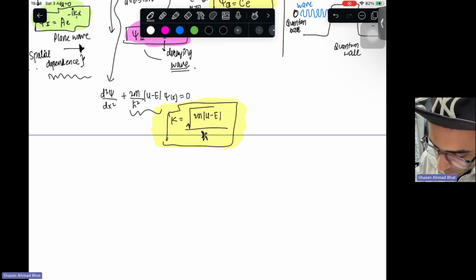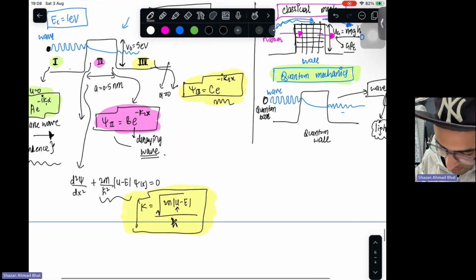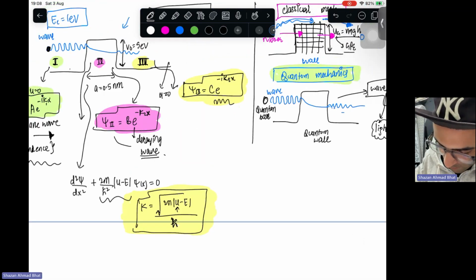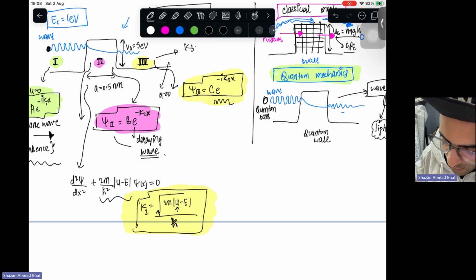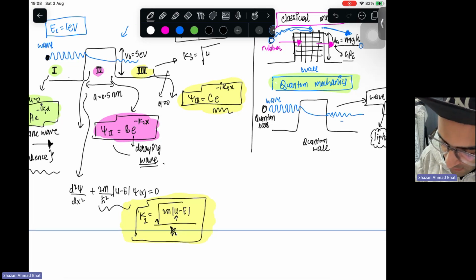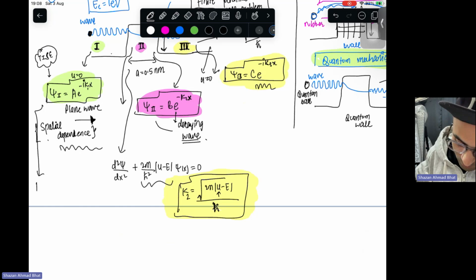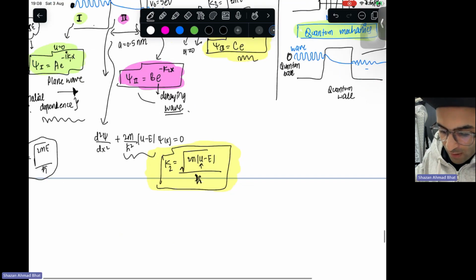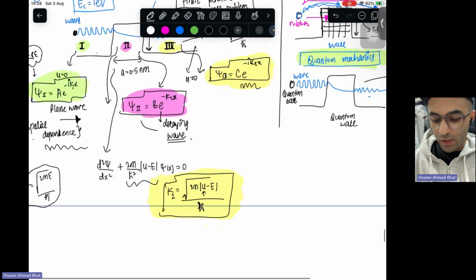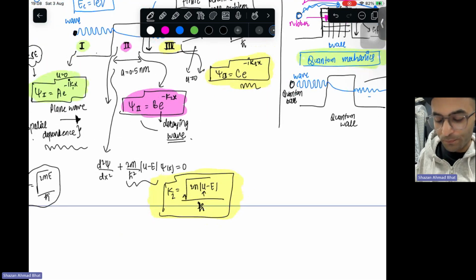Note that it takes into account the potential of the barrier also. This is kappa 2. For this region, you will get kappa 3 equal to the square root of 2mE divided by h bar. And for this region, you will get kappa 1 equal to the square root of 2mE divided by h bar. It just comes from solving the differential equation, nothing else.